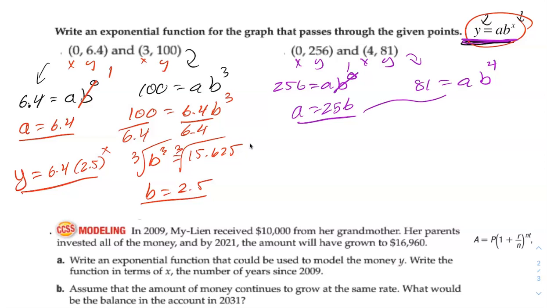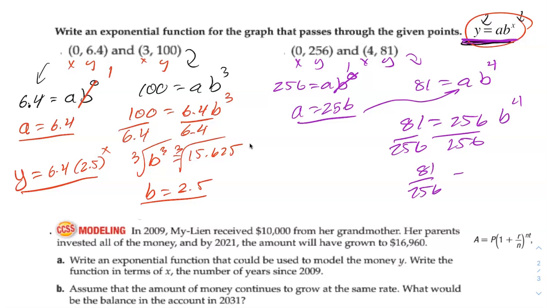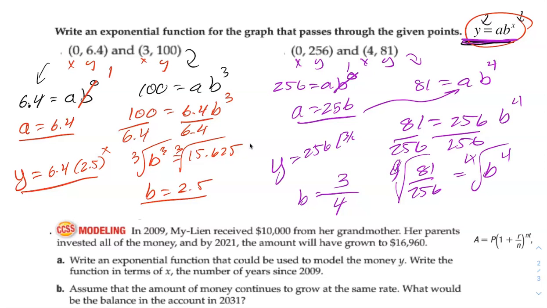It's not that much harder when there's a number there, but you won't do this here. Anyway, now I can plug this into here. 81 equals 256 times b to the 4th, divided by 256. So I get 81 over 256 equals b to the 4th, and then we'll take the 4th root of both sides. The 4th root of 81 is 3, the 4th root of 256 is 4, so that's my b. Rewrite it: a equals 256, 3/4 to the x. And there we go.